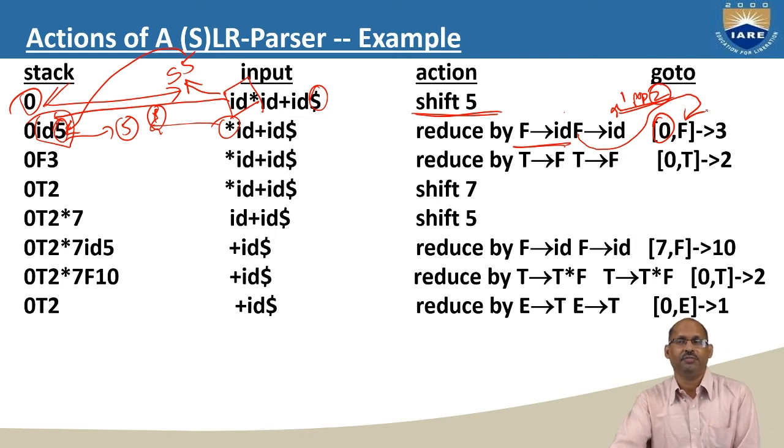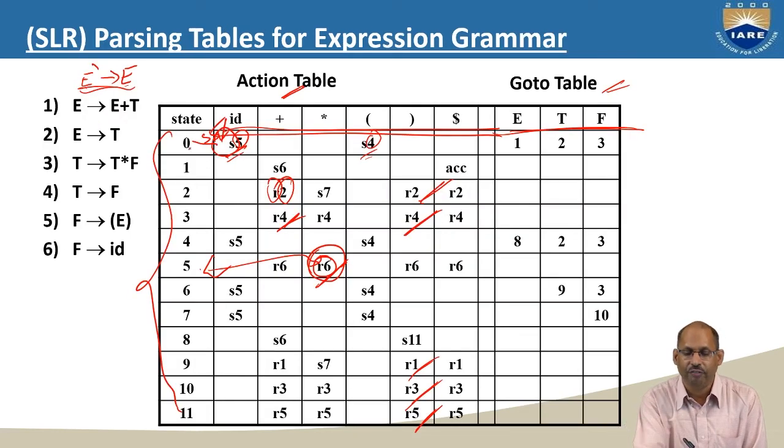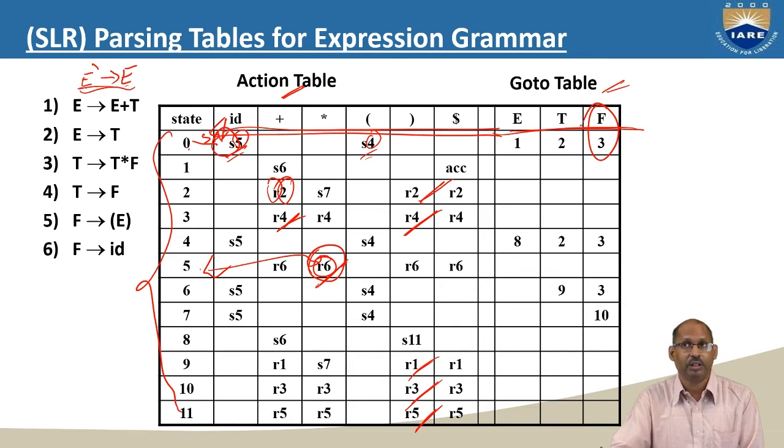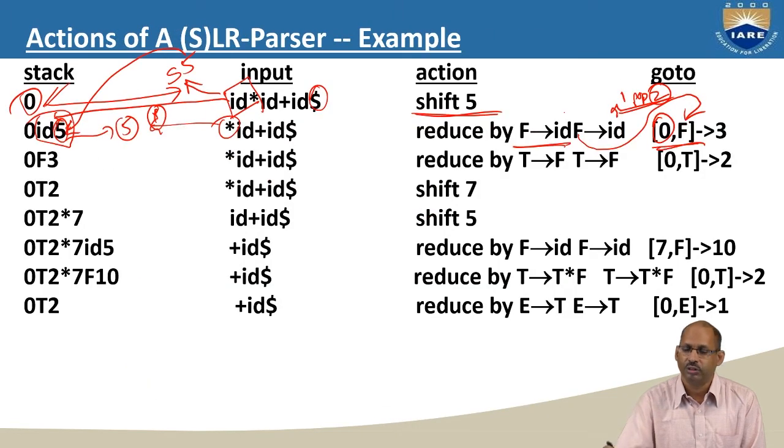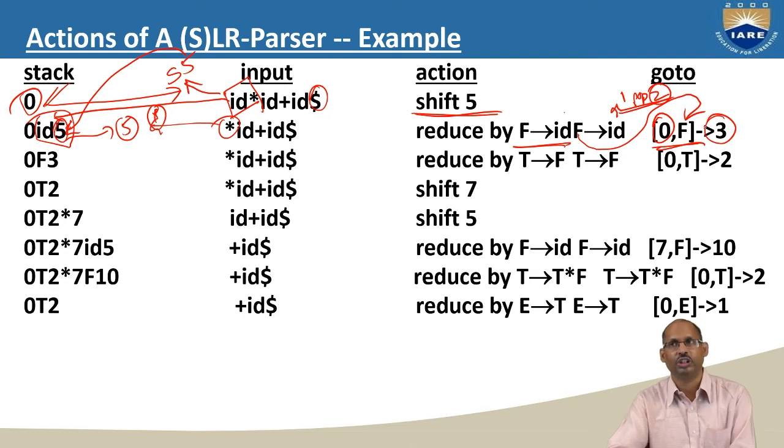The non-terminal of the production is F. 0 and F from the table. What is 0 and F? 0 and F is 3. From the table, go to 0 and F, which is 3. So go to 0 F and give me 3.